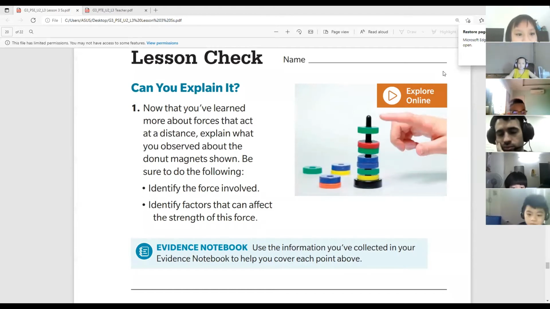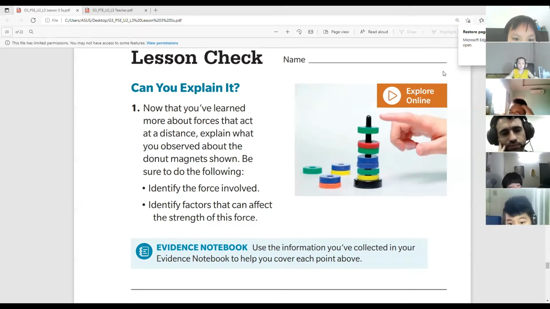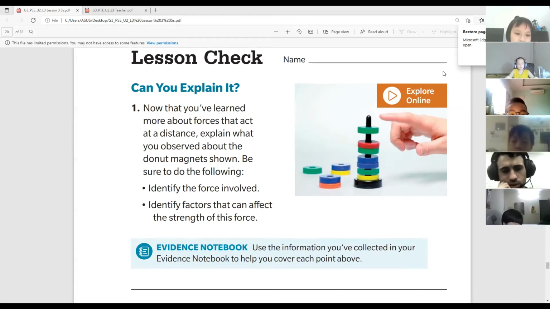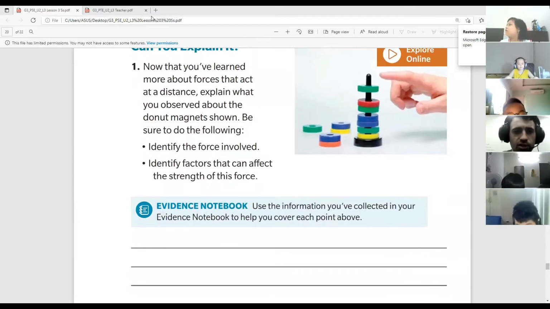Now that you have learned more about forces that act at a distance, explain what you observe about the giant magnet shown. Be sure to do the following. Okay, thank you, Sophia. So these are the 2 things you guys needed to do.